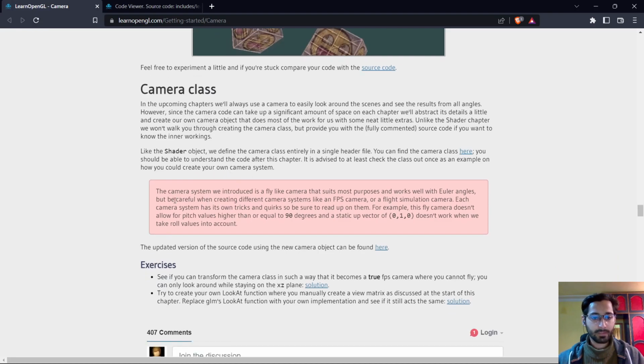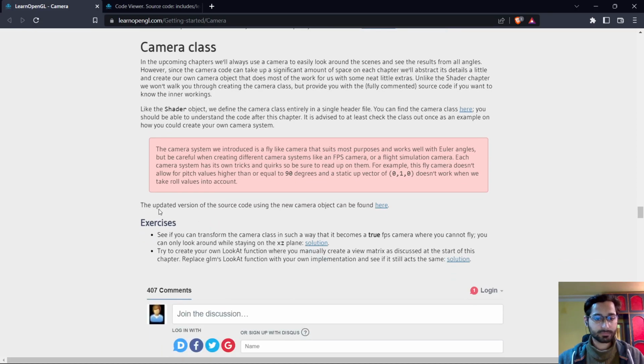The camera system we introduced is a fly-like camera that suits most purposes and works well with Euler angles, but be careful when creating different camera systems like an FPS camera or a flight simulation camera. Each camera system has its own tricks and quirks, so be sure to read up on them. For example, this fly camera doesn't allow for pitch values higher than or equal to 90 degrees, and a static up vector (0, 1, 0) doesn't work when we take roll values into account. The updated version of the source code is available.